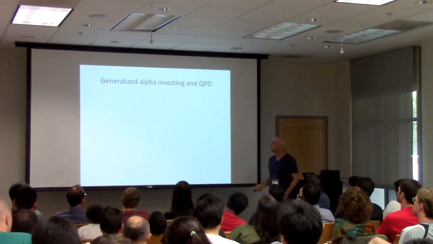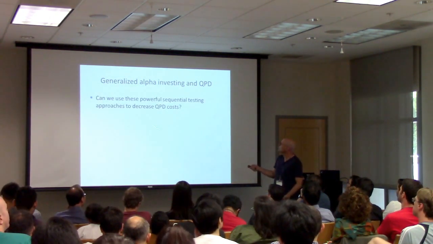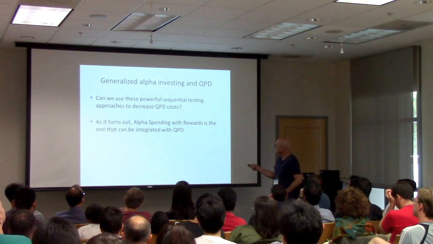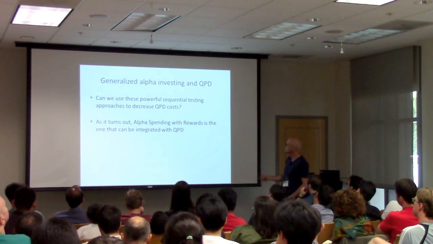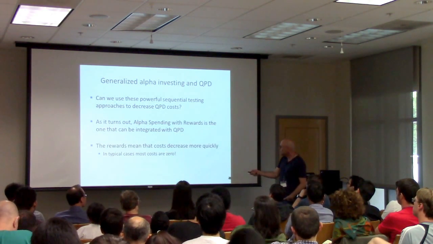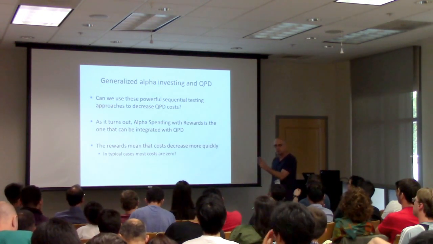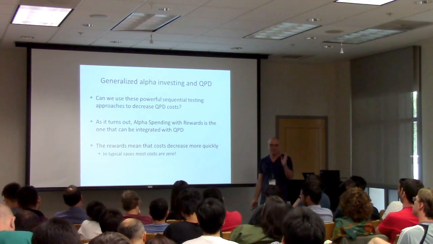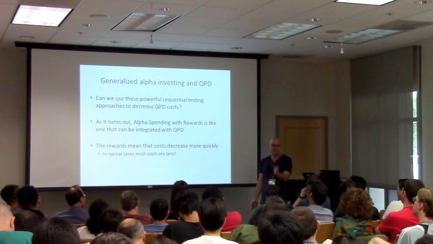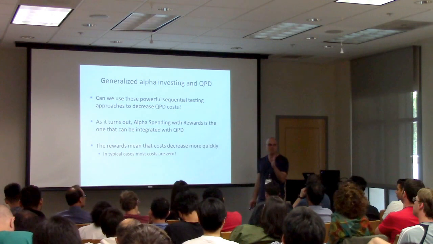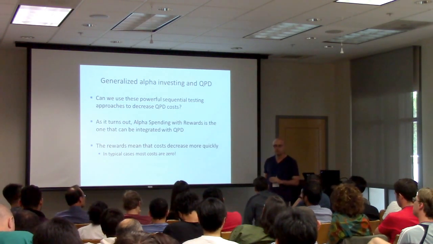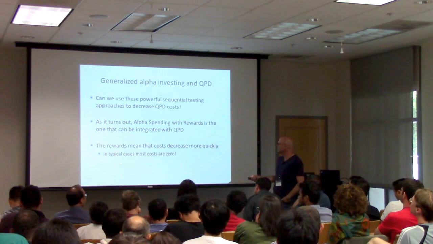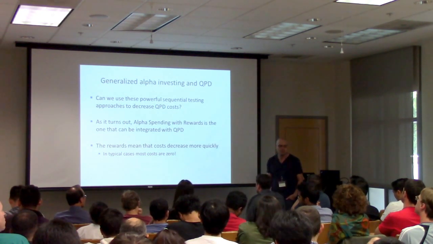Okay, so let's just put it into a QPD framework. So basically, we want to put this into the QPD, the infinitely useful database, right? So we use one of the notions of this, which is alpha spending with rewards, and put it into QPD. And what does it mean that we get rewards? It means that it's getting cheaper and cheaper to use the database, right? And if we happen to be lucky and get a lot of rewards, it might become free to use the database. And when do we get a lot of rewards? If the science being done on our database is really good. The more science papers get published, the cheaper it becomes to use our database. That's debatable whether it's typical or not, but in some favorable cases, it's going to decrease to zero the cost of using the database.